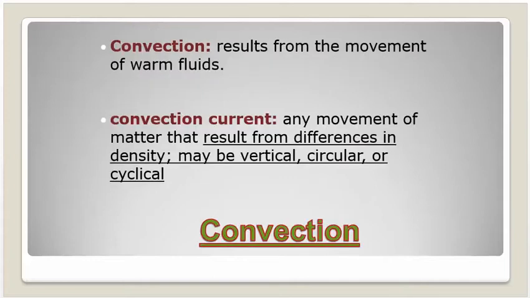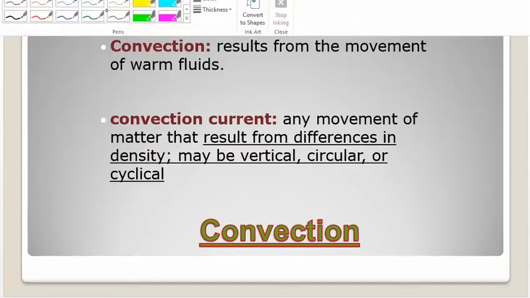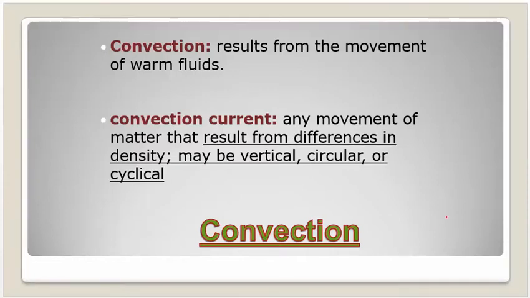The next one is convection. Convection results from the movement of warm fluids. A convection current is any movement of matter that results from a difference in density, and may be vertical, circular, or cyclical. We talked about this fire. Let me draw my fire again. We've got this fire going here, and there's all this heat that's going up. Once it gets hot enough, it starts to fall and come back down.